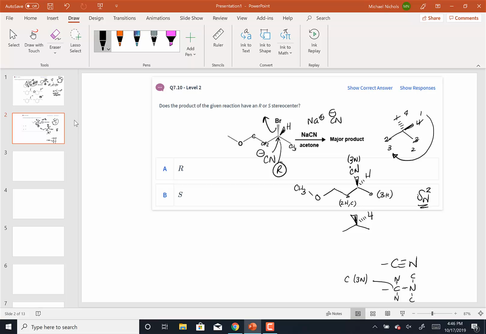So who wins high priority? CN, followed by 2 hydrogens and a C, followed by 3 H's. 4 is pointing away from me. Now going from 1 to 2 to 3 is counterclockwise. So this is the S configuration. We do have inversion of configuration, and so B is the correct answer. So for these problems in chapter 7, again, we're doing SN2 reactions, and so that means that all of the reactions will go by inversion of configuration.